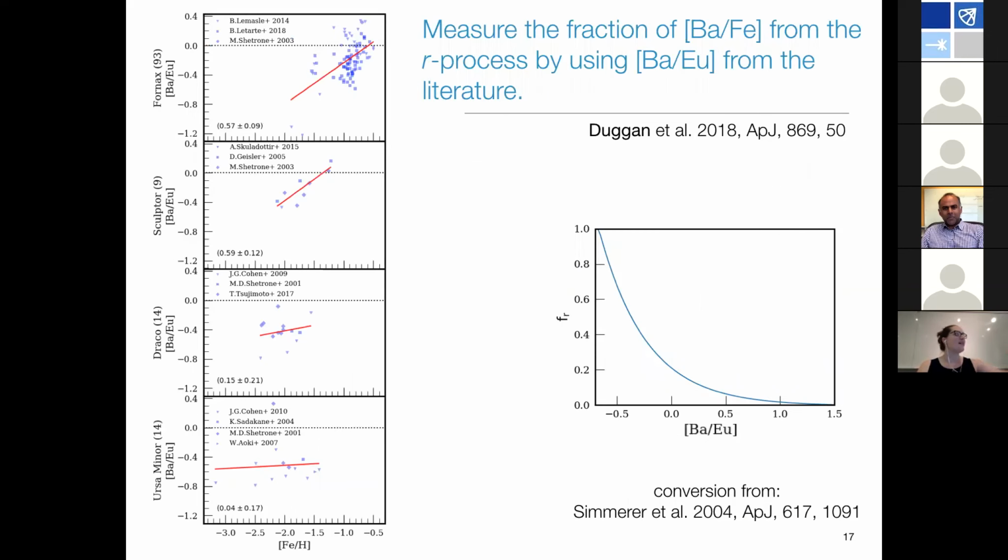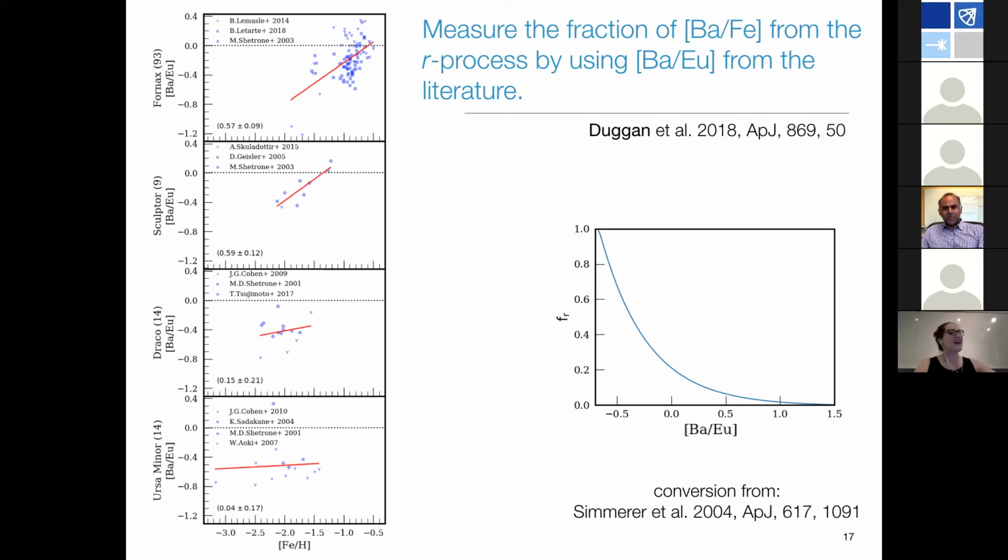Here on the left hand side, I have stacked the barium to europium as a function of iron for 4 different dwarf galaxies. I've plotted all the literature detections of barium to europium, at least published by last month, and I have fitted linear trends to these measurements. My sample doesn't include europium because the lines are very weak and difficult to measure, especially with medium resolution spectroscopy. So we have turned to the literature to help us out.